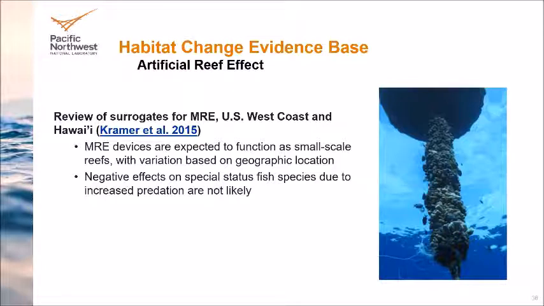The review finds that wave and tidal devices placed on or near the seabed in the coastal waters of the US West Coast and Hawaii likely will function as small-scale artificial reefs and attract potentially high densities of reef-associated fishes, and that water column and surface expression of devices in Hawaii will function essentially as a fish aggregating device with species assemblages varying by distance to the shore and depth. The results of the review also indicated that some of the proposed negative effects of wave energy structures on special status fish species, such as increased predation of juvenile salmonids or rockfishes, are not likely.